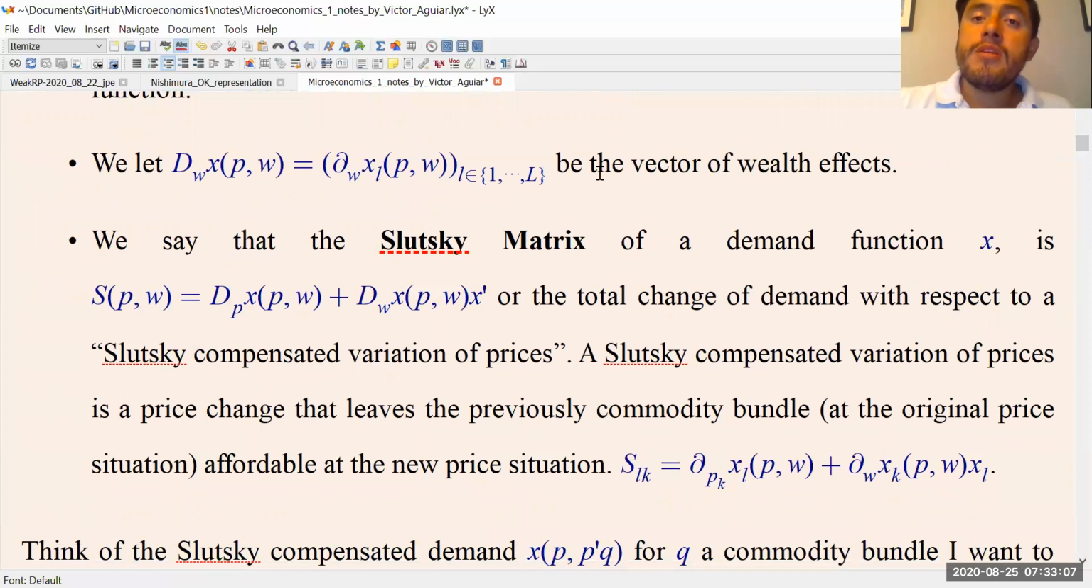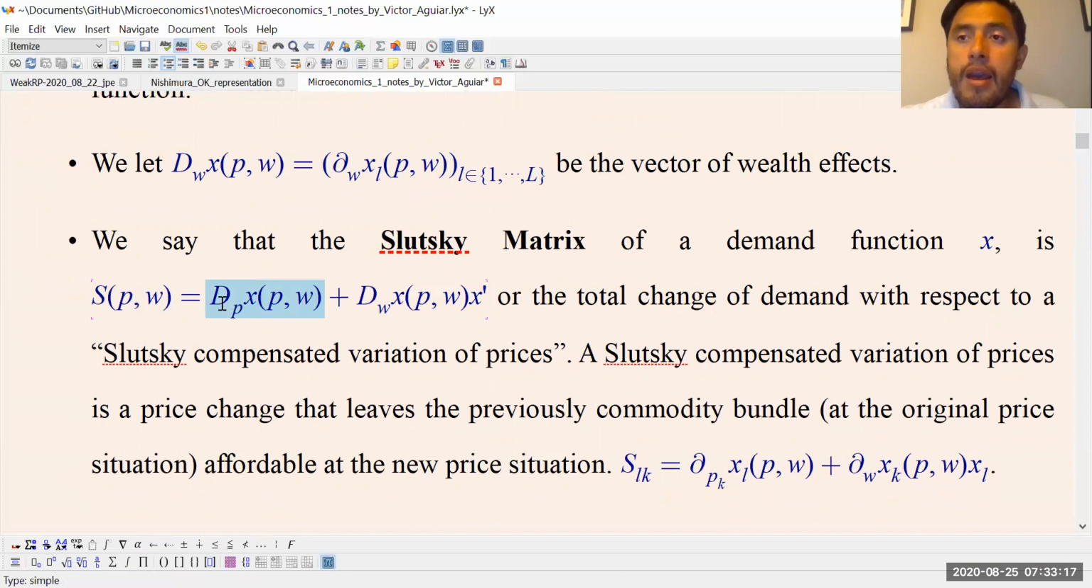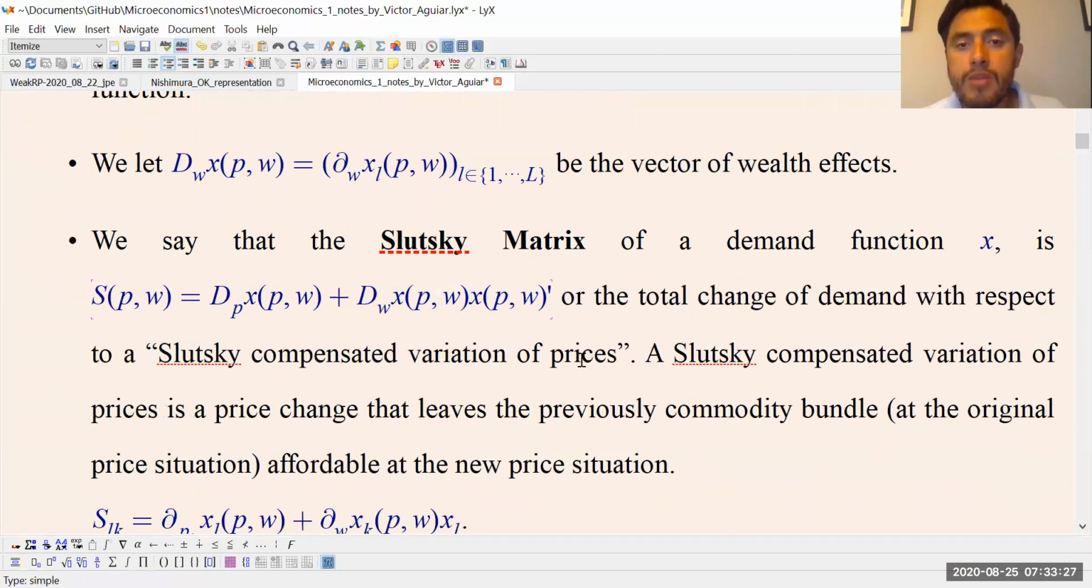The key object of this particular section is the Slutsky matrix. So the Slutsky matrix is basically an object that takes the substitution matrix and adds to it a correction term. And this correction term is the income effects multiplied by the quantity demanded at this particular price and income level. So why do we need this object?